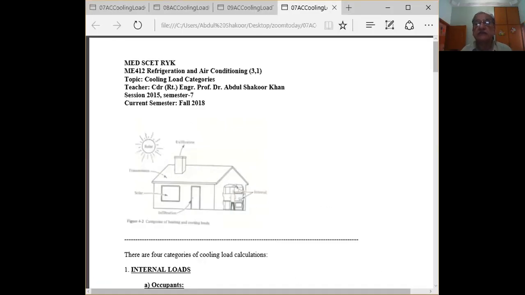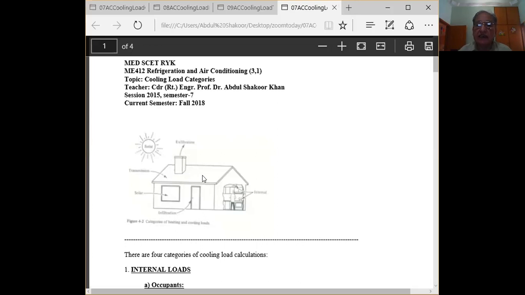Cooling load calculation means you have to estimate how much heat is transferred from outside to inside, and how much heat is generated within. So as you can see in this house diagram, sunlight can pass directly through the window. This is called solar heat transfer.